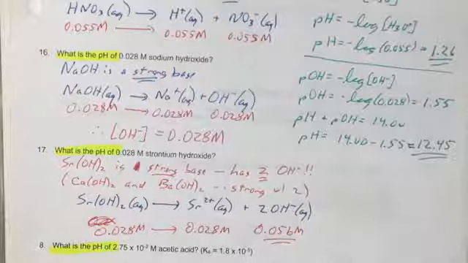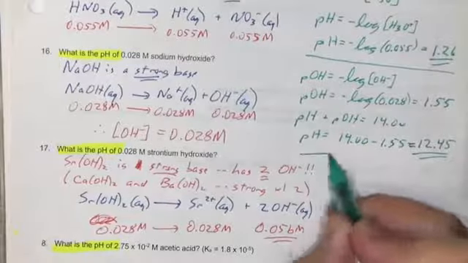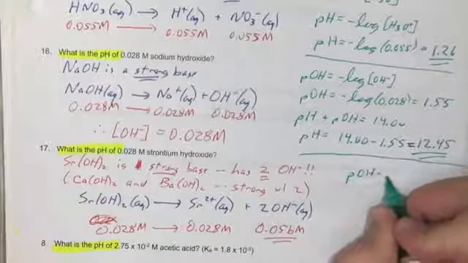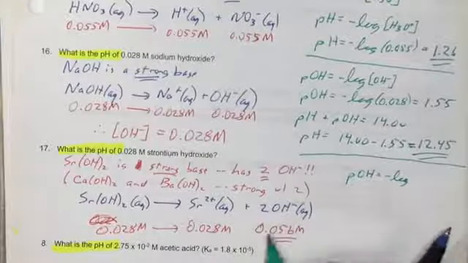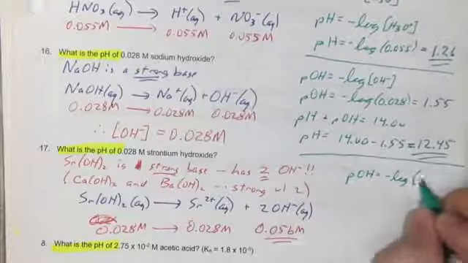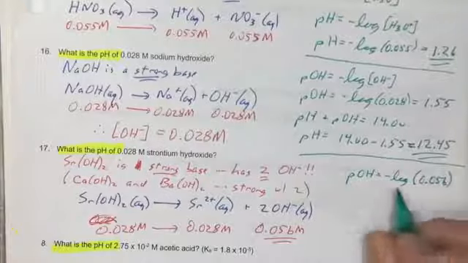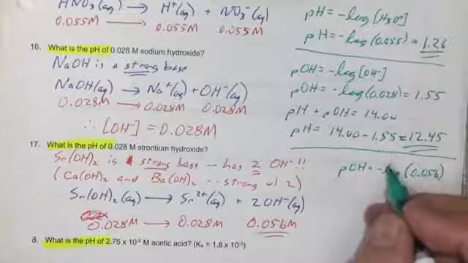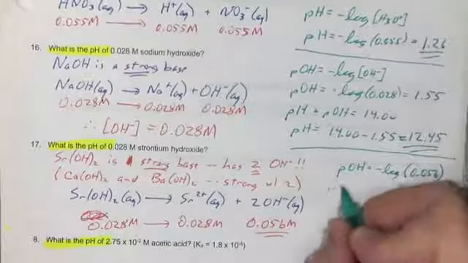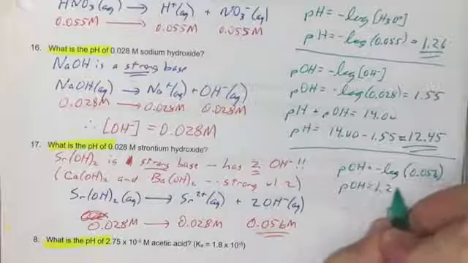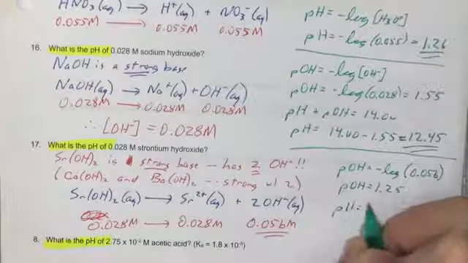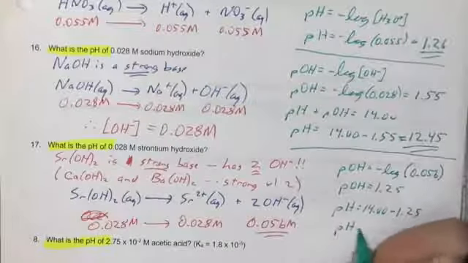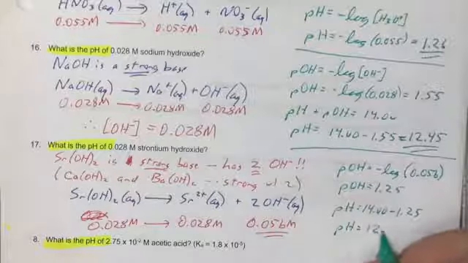So now that we have that, let me draw a line to distinguish from the previous problem. pOH is equal to negative log of the concentration of hydroxide, 0.056. It's the base 10 log. When you take that logarithm, you get 1.25. pOH equals 1.25. pH equals 14 minus 1.25, so the pH calculates out to be 12.75.